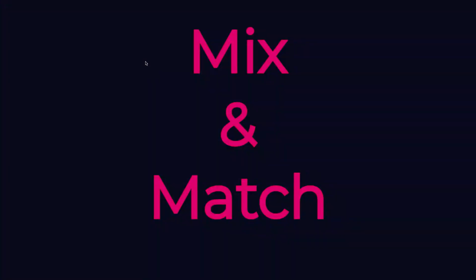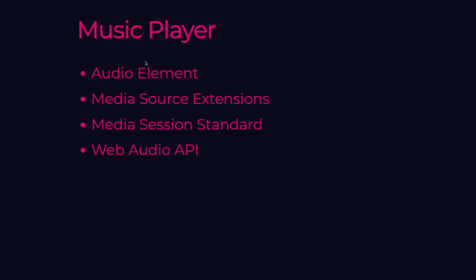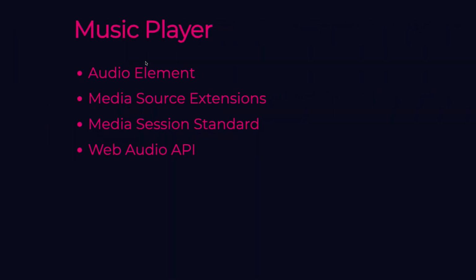But in reality, it's always mix and match. So every application which you see in the wild will use many of those APIs and pick the things which they actually need. So if we take a look at the examples from the beginning, like the music player, it will for sure use the audio element because that's what it was made for. And if we have hi-fi listeners, we might want to support the media source extensions to get adaptive streaming and to increase the bitrate if possible.